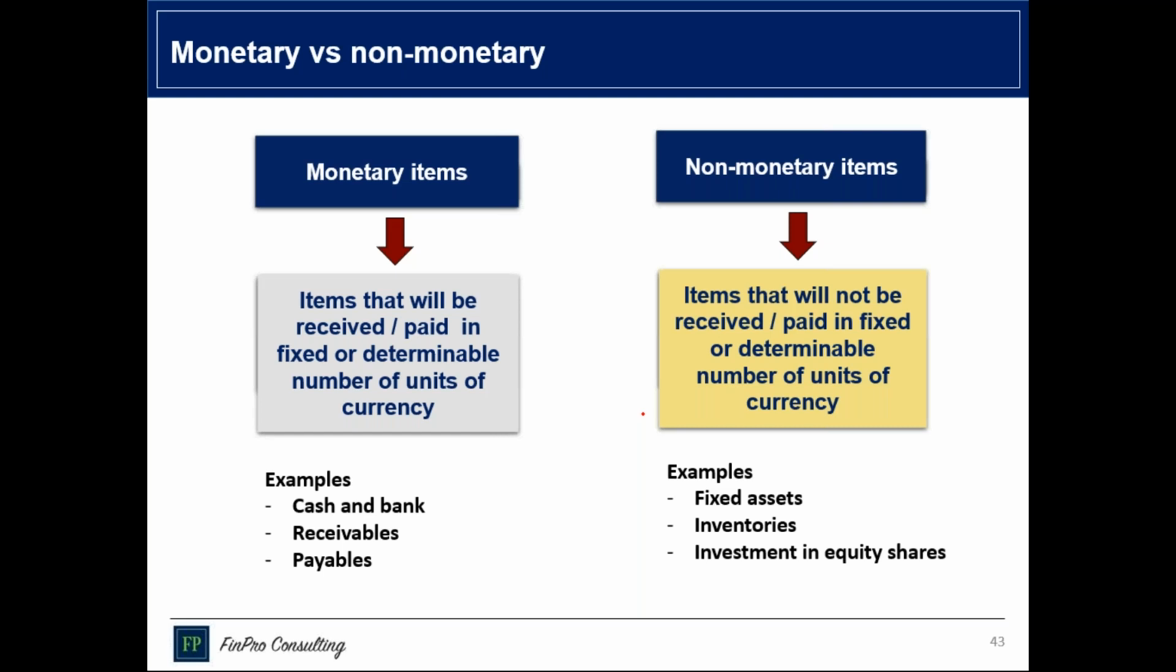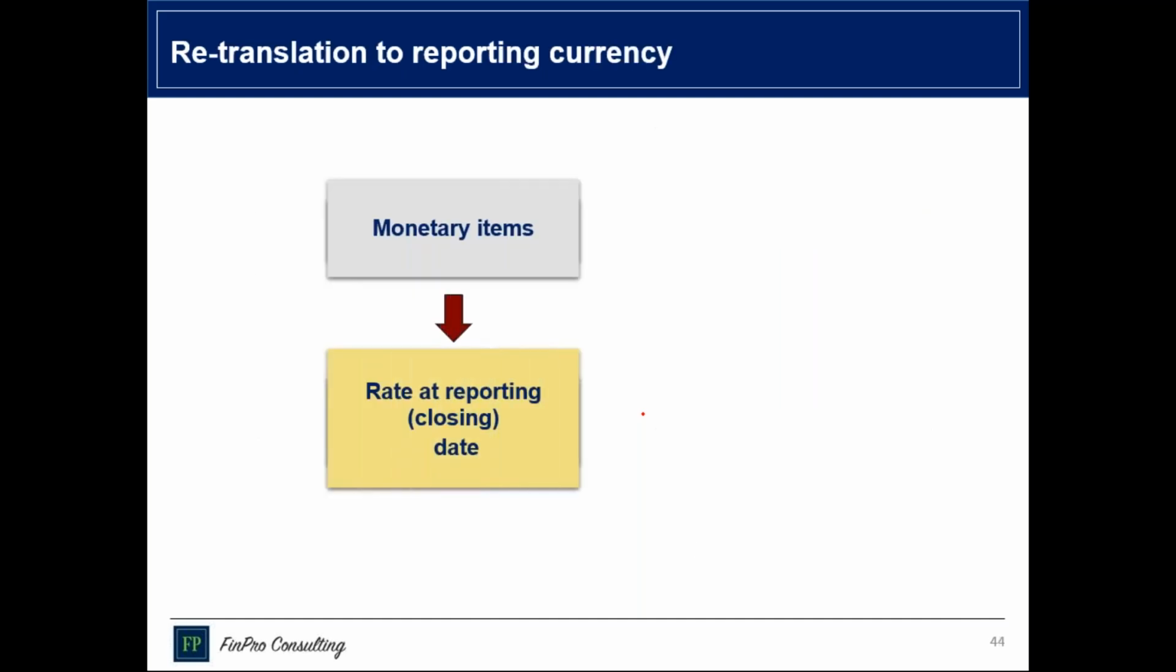The monetary items and non-monetary items classification is very important for translation of those foreign currency balances as on the reporting period, that is the closing date or the balance sheet year-end date. So monetary items are converted at the rate as on the reporting date, which could be quarter reporting, month-end reporting, half-year reporting, or it could be yearly reporting. So you need to consider the closing rate as on that date and apply the foreign currency rate to convert from foreign currency into your local or presentation currency.